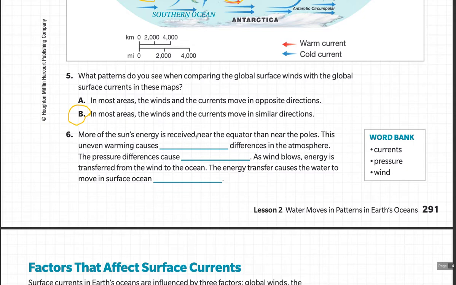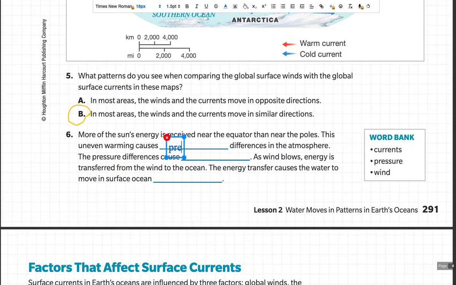More of the sun's energy is received near the equator than near the poles. This uneven warming causes pressure differences, right? Because it's warming the air in the atmosphere. The pressure differences cause wind. This is from the last lesson.